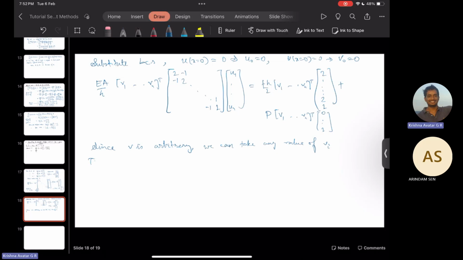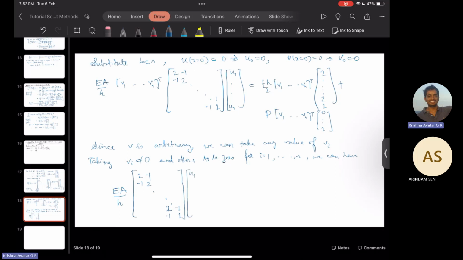which means that taking vi not equal to 0 and others 0, for i equal to 1 till n, we'll now have this matrix form EA by h, and 2, -1, -1, 2, -1, 1, -1, 1, actually 2. This is what our system is, f h by 2.